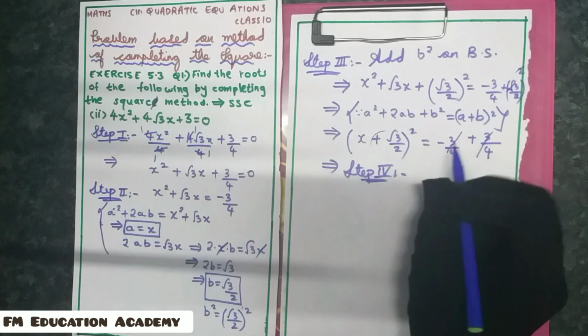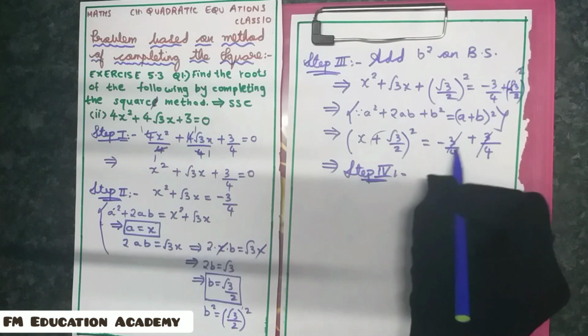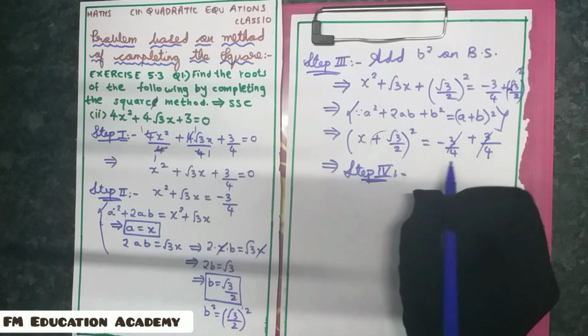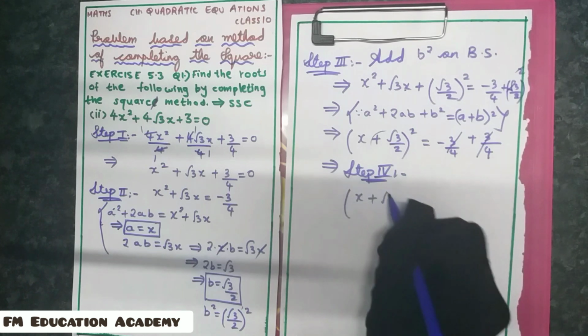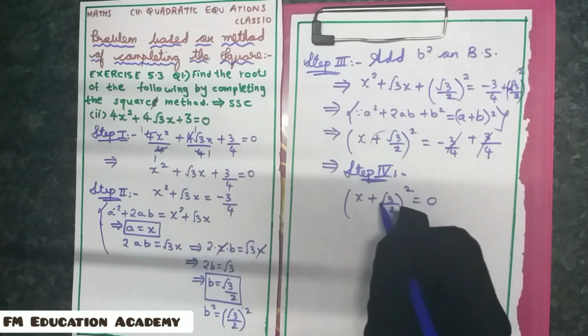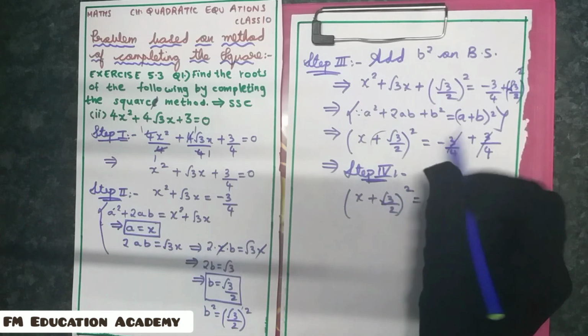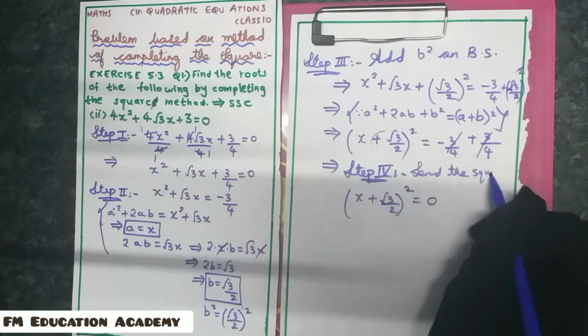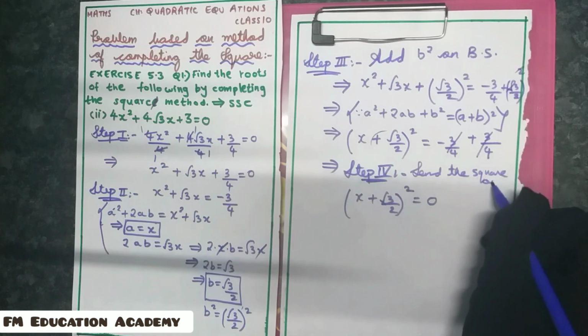So what am I left with? I am left with a 0 here, because minus 3 by 4 and plus 3 by 4 are getting cancelled, which means on the RHS I have 0. So I have x plus root 3 by 2 whole square is equal to 0 here. Okay, what I am doing is sending the square to the RHS. When square goes to that side, it becomes square root.